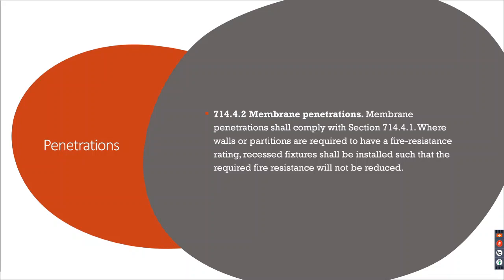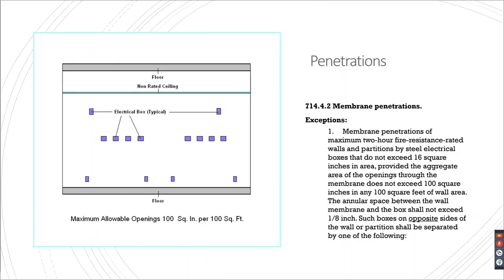And then where walls or partitions are required to have a fire resistance rating, recessed fixtures shall be installed such that the required fire resistance rating will not be reduced. So of course, there are exceptions, but again, putting some visuals with it to make it a little bit better.